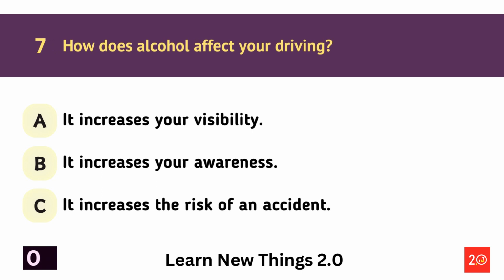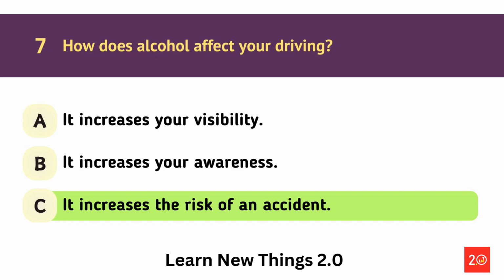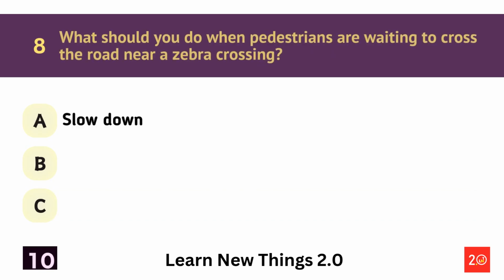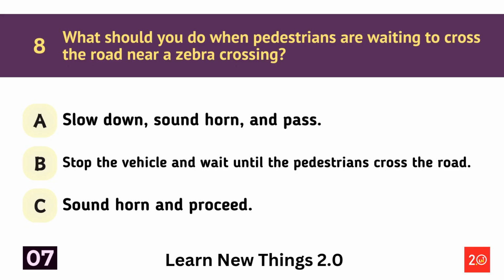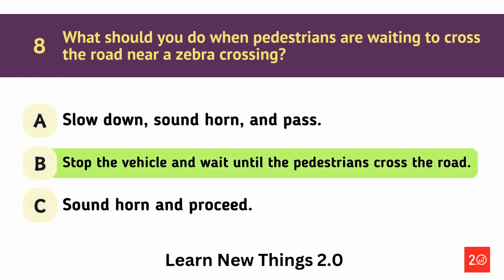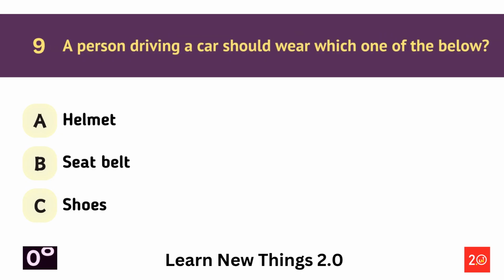How does alcohol affect your driving? It increases the risk of an accident. What should you do when pedestrians are waiting to cross the road near a zebra crossing? Stop the vehicle and wait until the pedestrians cross the road. A person driving a car should wear which one of the below? Seat belt.